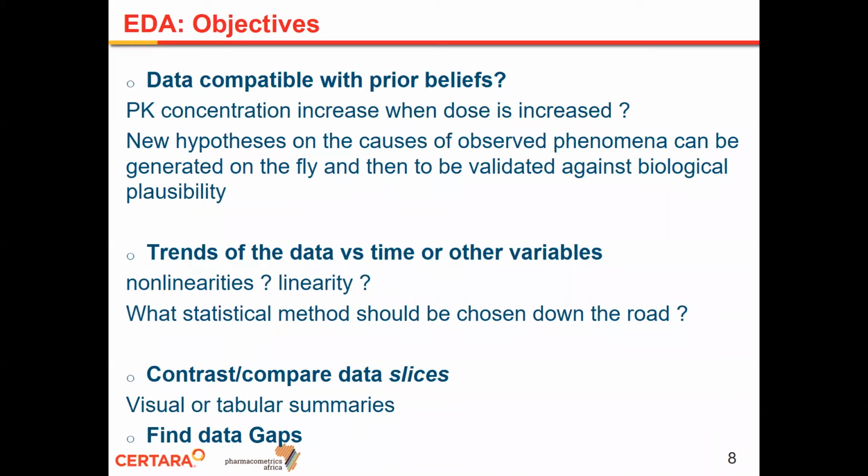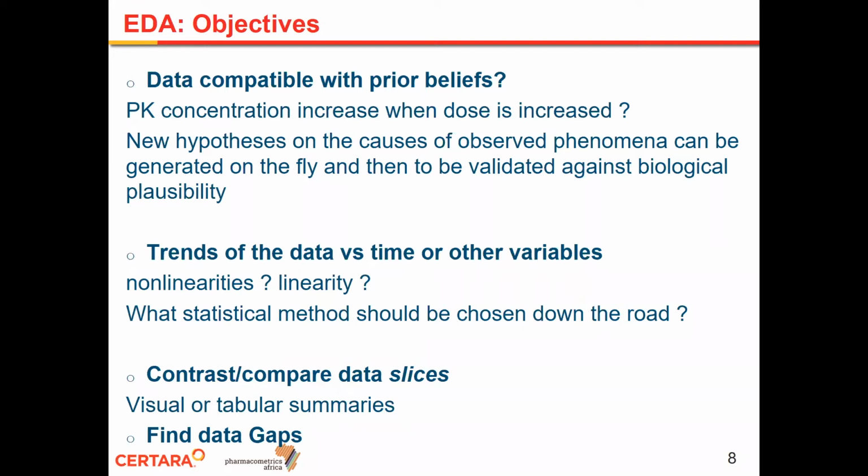Through EDA, we can also detect through some techniques nonlinearities or linearity. We can also choose to overlay a simple statistical method. It can be a mean or median overlay. It can be more sophisticated, like a Kaplan-Meier curve or a logistic regression line. And all of it is to detect trends of the data versus time or other variables. And as I mentioned, we want to contrast and compare data slices. By data slices, I mean that you might have several dose levels, or what we will see today, a study with different formulation levels. So we want to compare across formulation. And we can do that through visual or tabular summaries that we will present.